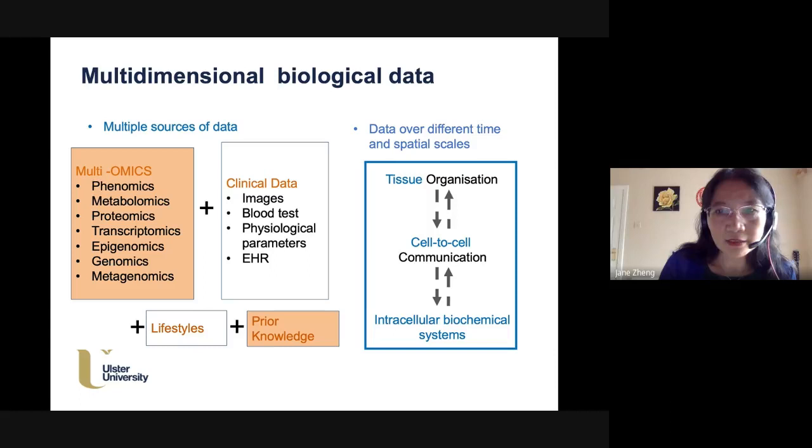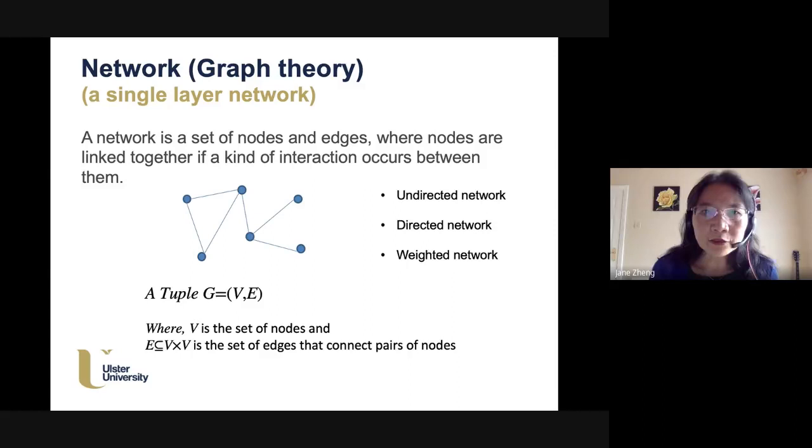Now, coming back to the network-based approach, very quickly, I think most of you may already know that, so I'm going to go over some of the slides a little bit quicker, okay? If we look at a single layer network, from the graph theory point of view, it can be presented as a set of nodes and edges linked together. The single layer network can be represented as a tuple: the nodes, the edges, and a graph linking them. And the edge, of course, represents the connection.